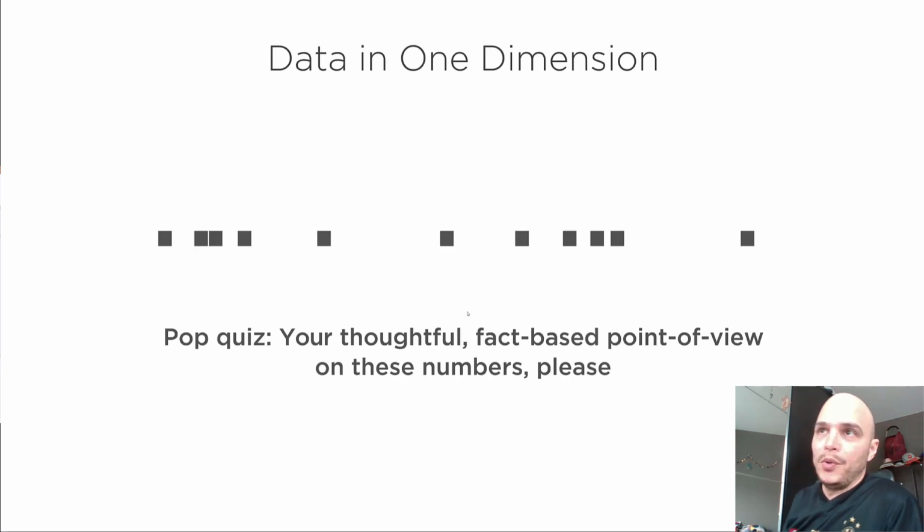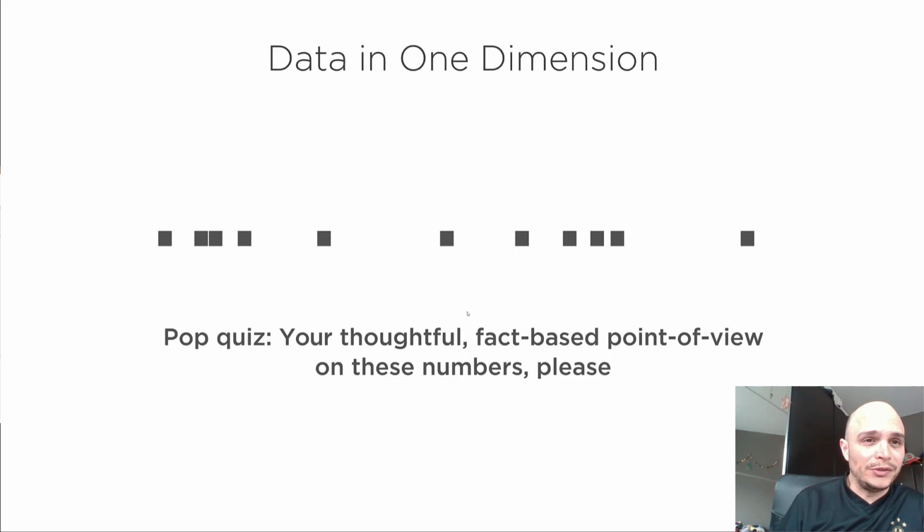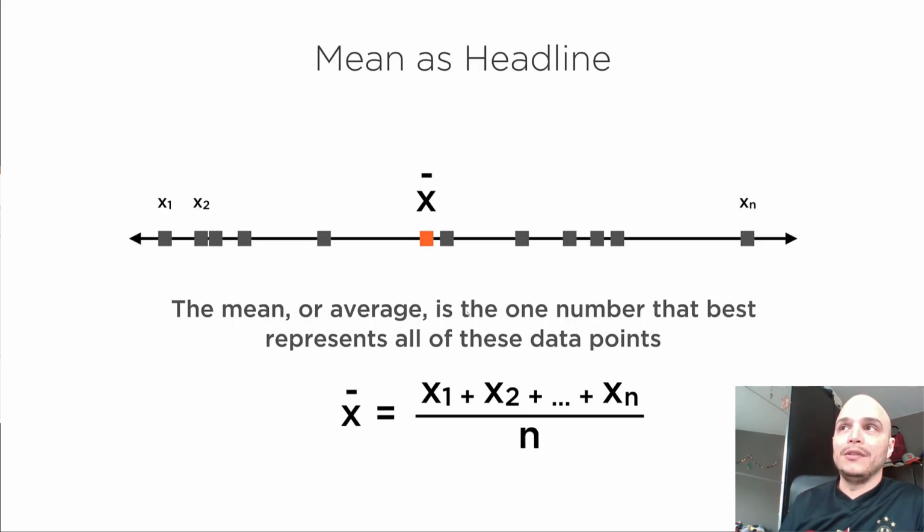So let's suppose you have a set of data and somebody asks you, what's your point of view on these numbers, please? What would you say if you only have a big data set? The best thing to do is to start with the mean, probably, no? So what's the mean? Basically, it's the average, the one number that best represents all of these data points. So it's the sum of the numbers divided by the number of data points. Okay, right?